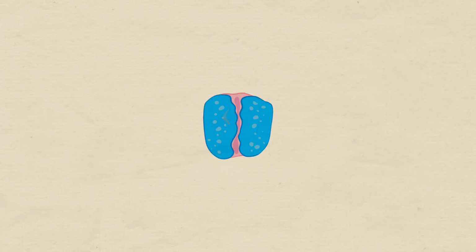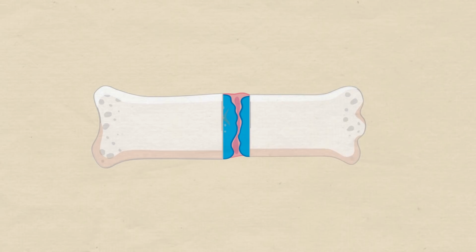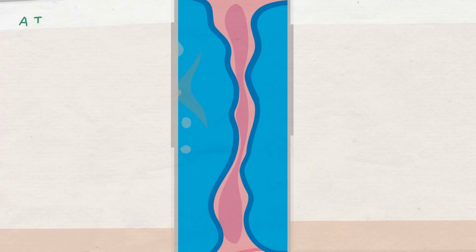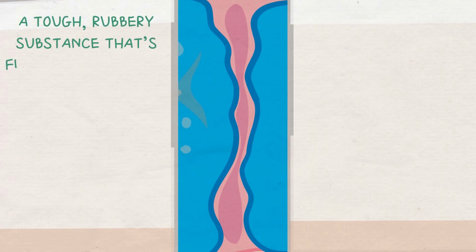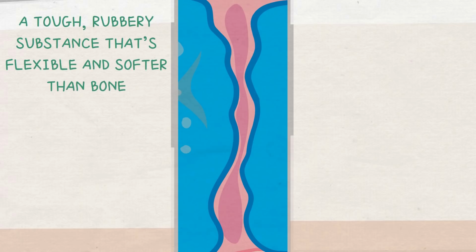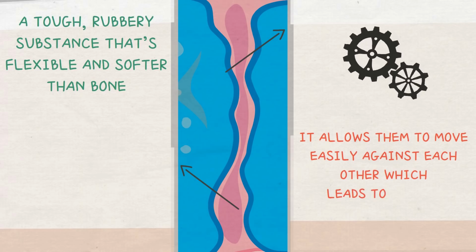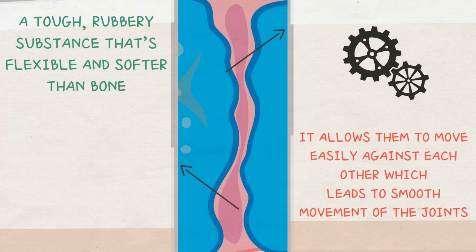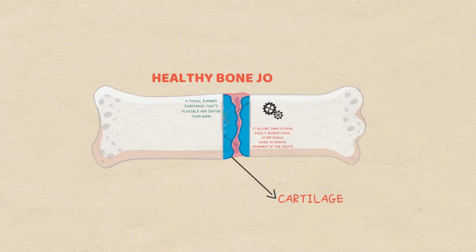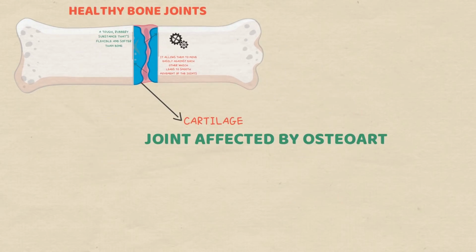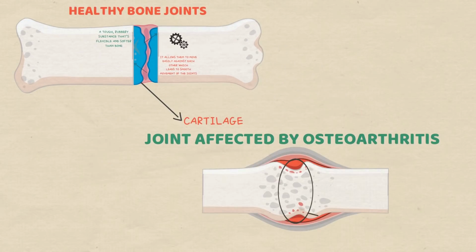A joint is where two bones come together. The ends of these bones are covered with protective tissue called cartilage. Cartilage is a tough, rubbery substance that's flexible and softer than the bone. Its job is to protect the ends of the bone within a joint and to allow them to move easily against each other, which leads to smooth movement of the joints and also helps the joints in bearing your own body weight. With osteoarthritis, this cartilage breaks down.